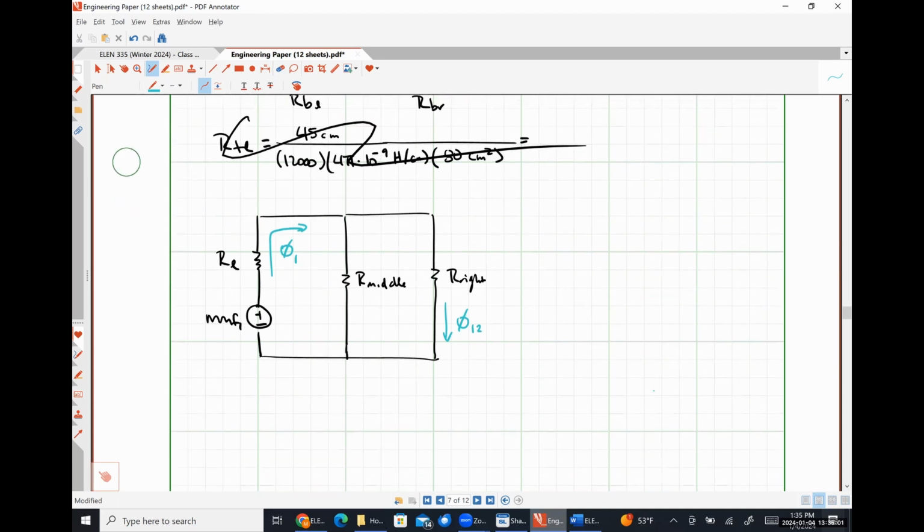So phi 1,2 would be phi 1 times the reluctance of the middle divided by the reluctance of the middle plus the reluctance of the right-hand side, right? So I'm literally just doing current division or flux division here, okay?